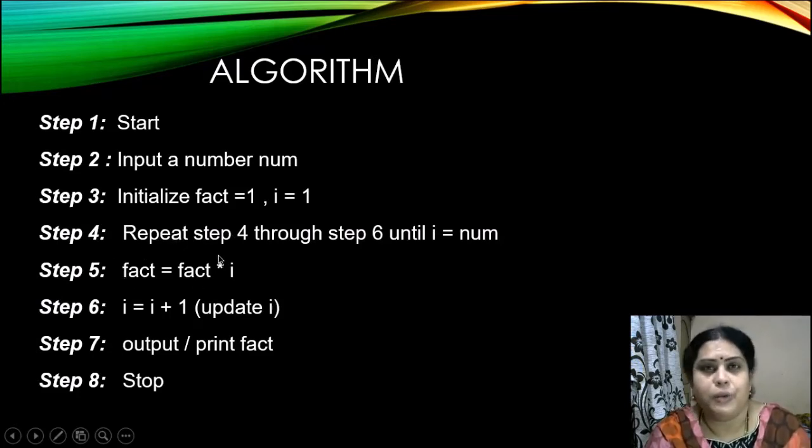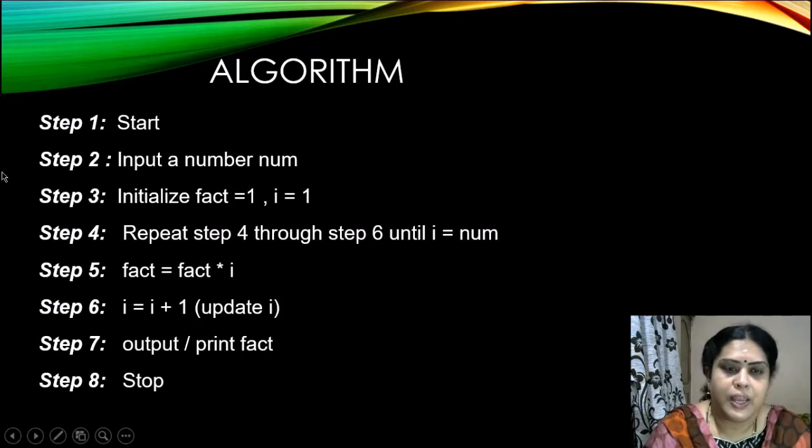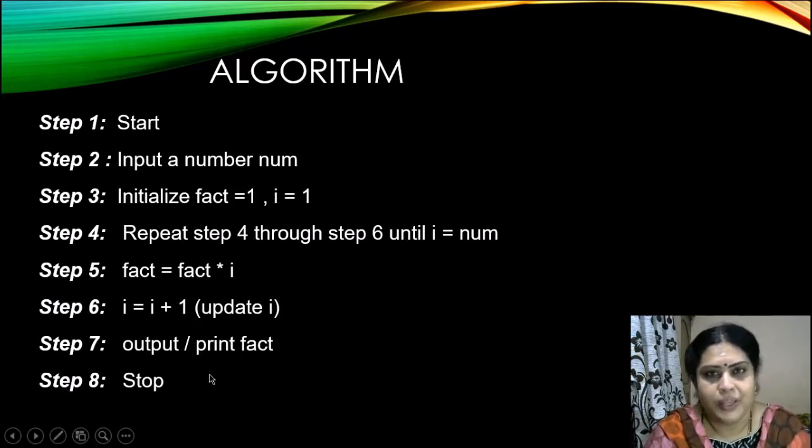It can be a while loop, do while loop, or a for loop, depending on the programmer's choice. And then we have fact is equal to fact into i. This is what I told you in the previous slide. And i is equal to i plus 1. I need to update it because i keeps incrementing. I showed it to you, and then we have to print fact. And then we stop this particular steps here.